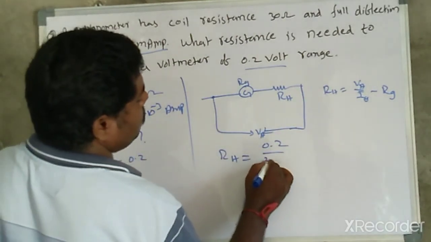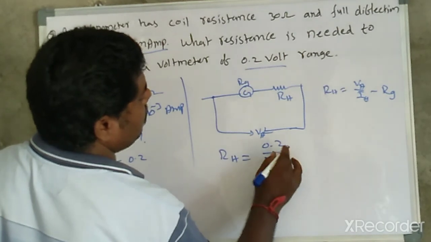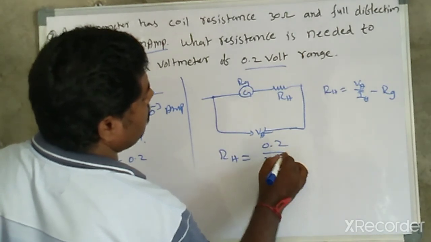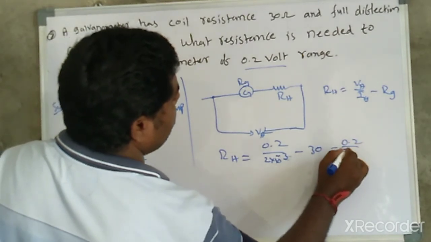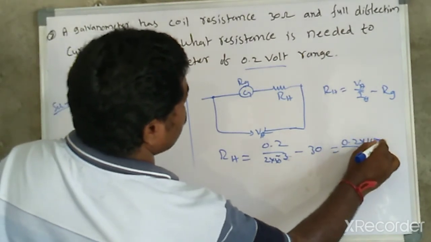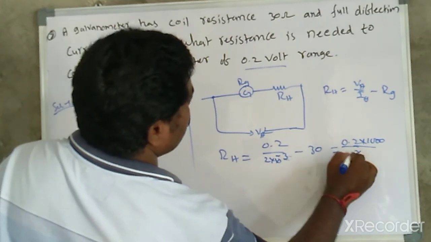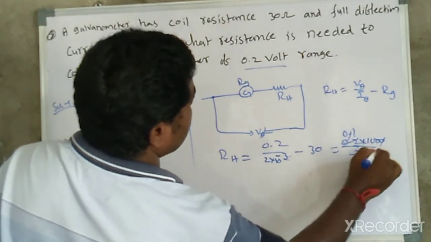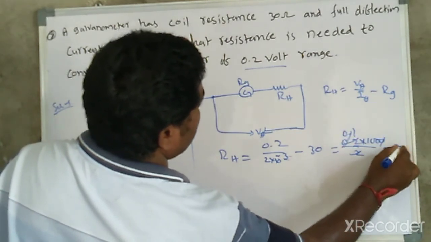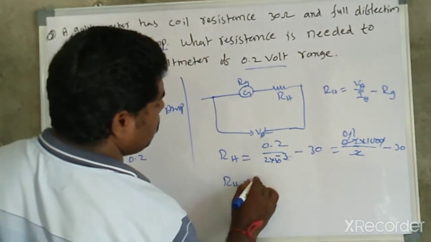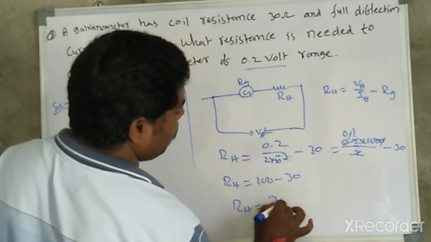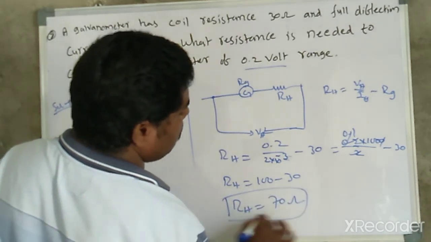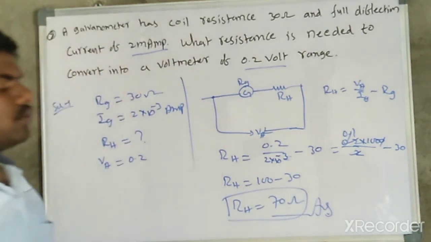Ig is 2 milliampere, which means 2 into 10 to the power minus 3, minus 30. So 0.2 into 1000 divided by 2, this is 0.1, and this cancels, so it means 100. So minus 30, RH is equal to 100 minus 30. It means RH is equal to 70 ohms. This is the answer to the question.